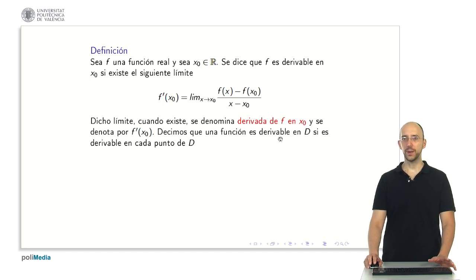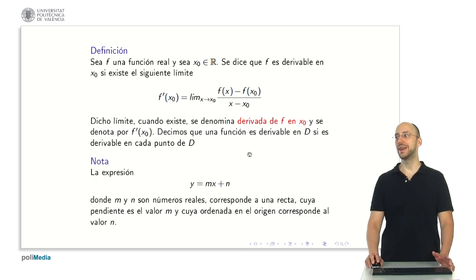Let's briefly review the expression y equal to mx plus n, which represents a line with the slope denoted by m and the ordinate at the origin denoted by n. This is the general equation of a line. We will use it shortly, so I wanted to review it. Remember that m corresponds to the slope and n corresponds to the ordinate at the origin.